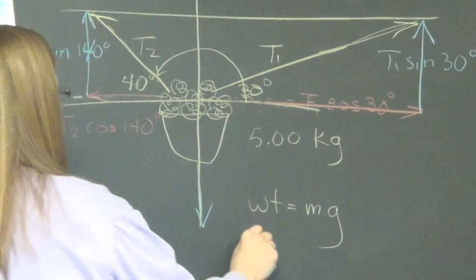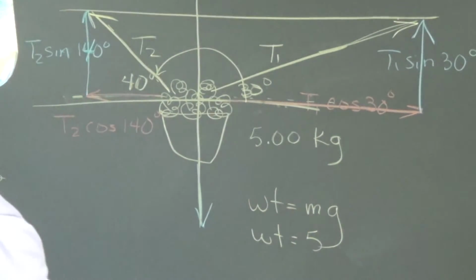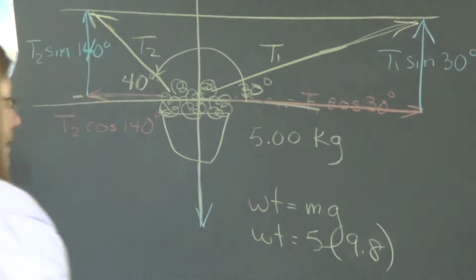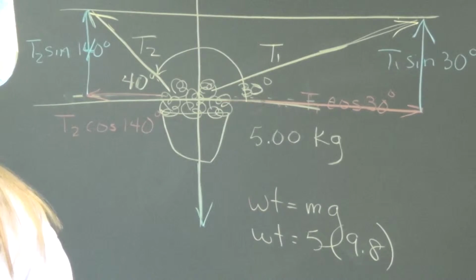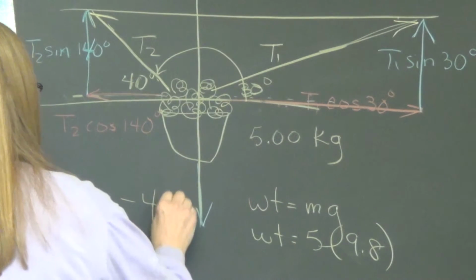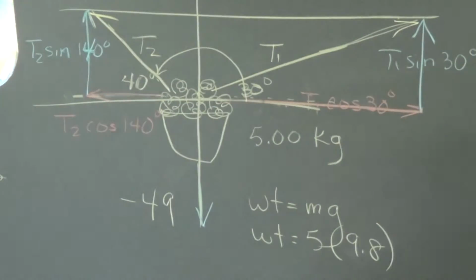And we're going to find out. Brandon, could you give me the weight? It's 5 times 9.8. And just give it to me in 2 seconds. Alright, 49. And so I'm going to put negative 49 for the weight. Alright, I'm not expecting T1 to equal T2 this time.